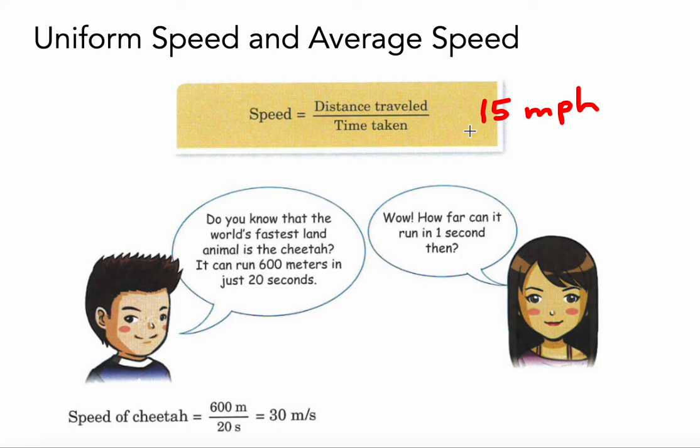that situation. So, for example, when we look at the world's fastest land animal, which is the cheetah, it can run 600 meters in just 20 seconds, which is super fast. Now, if you want to know how far it can run in 1 second, then you are talking about the average speed. And you are trying to figure out its rate by dividing 600 meters by 20 seconds. When you divide that, you figure out it's 30 meters per second. So on average, it can in 1 second run 30 meters, which is super fast.